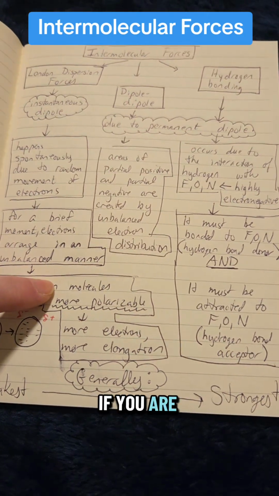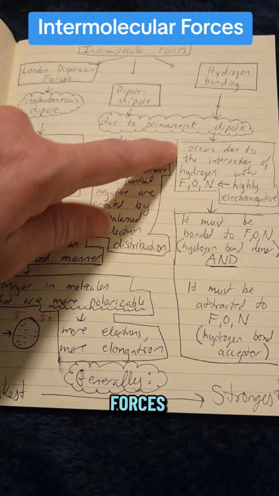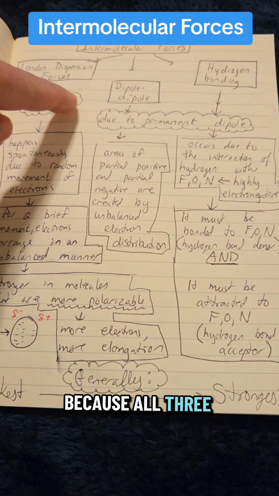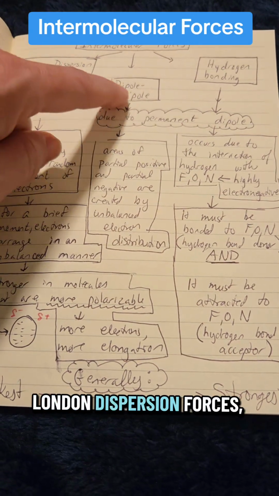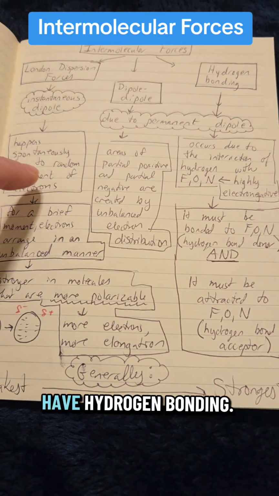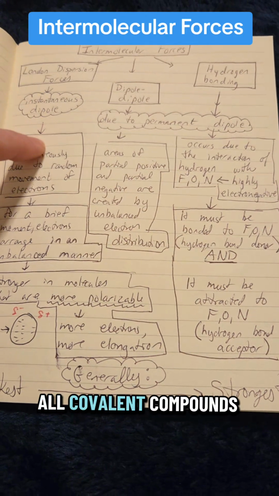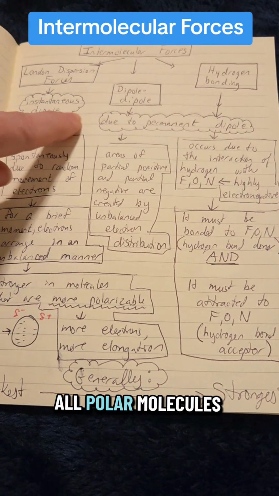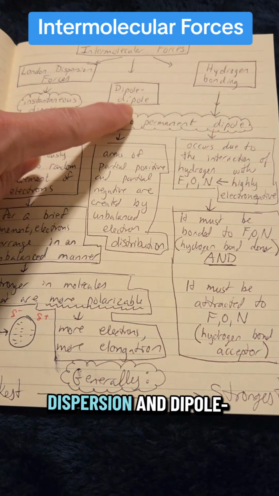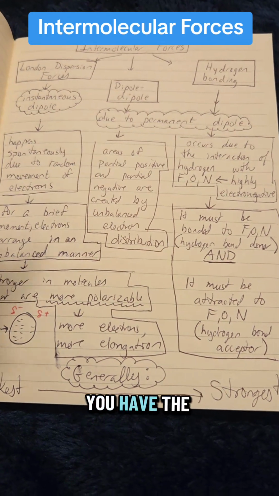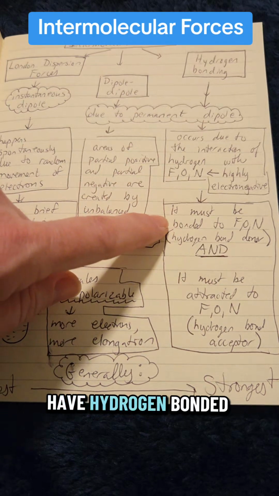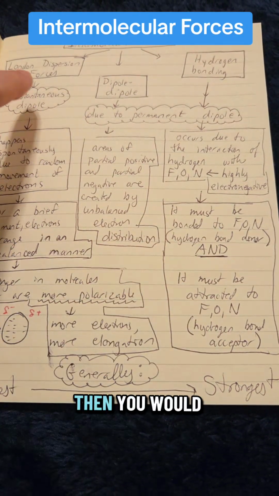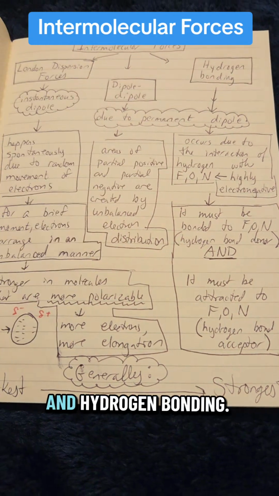Please note that if you are asked to list all the intermolecular forces in a substance and it has hydrogen bonding, you must list all three of these because all three are present. That will have London dispersion forces, it will have dipole-dipole, and it will have hydrogen bonding. All covalent compounds have London dispersion forces, okay? All polar molecules would have London dispersion and dipole-dipole. And then if you have the special molecules that have hydrogen bonded to F, O, or N, and then can be attracted to F, O, or N, then you would have London dispersion, dipole-dipole, and hydrogen bonding.